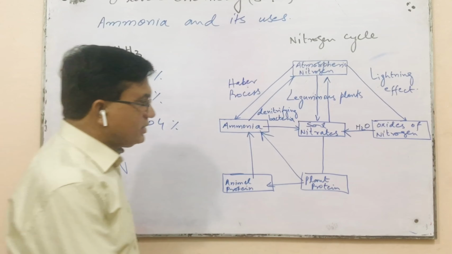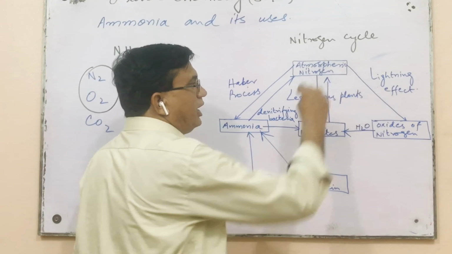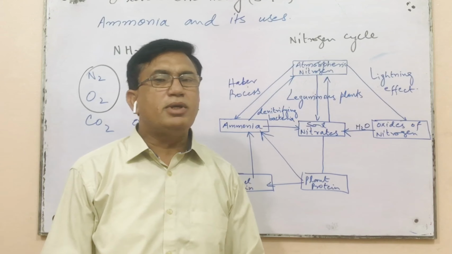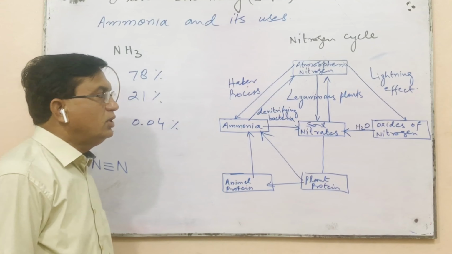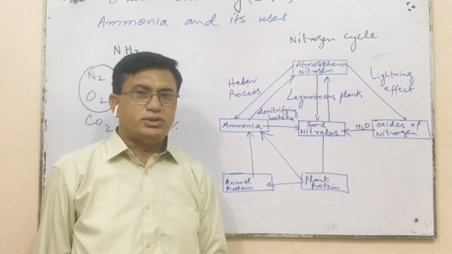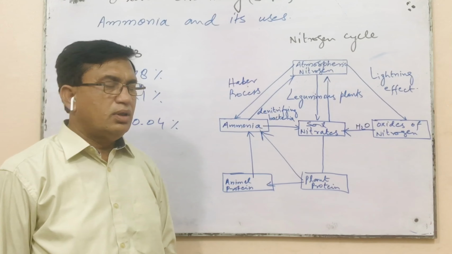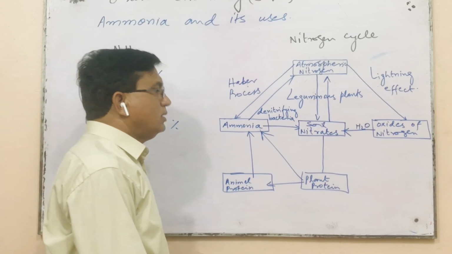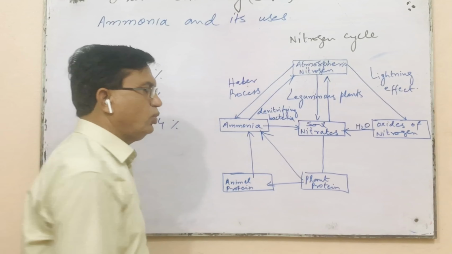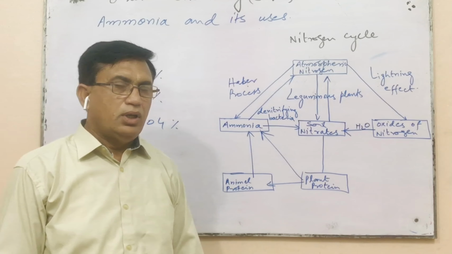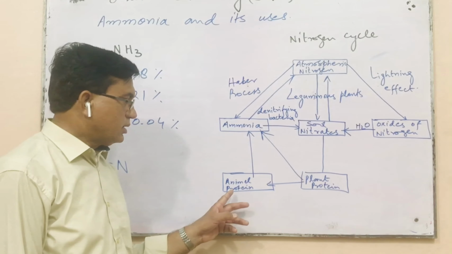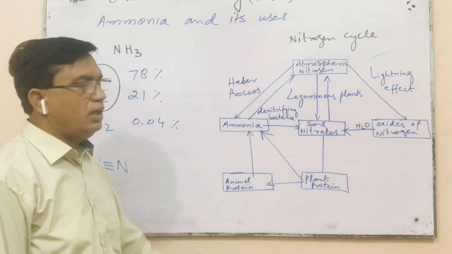Now, from this cycle it is quite clear that atmospheric nitrogen cannot be changed into proteins by the animals. Animals are unable to change the atmospheric nitrogen into the proteins. So, to help animals, first of all, soil nitrates are converted into plant protein. Those plant proteins are taken by animals, converted into animal proteins and then into ammonia.